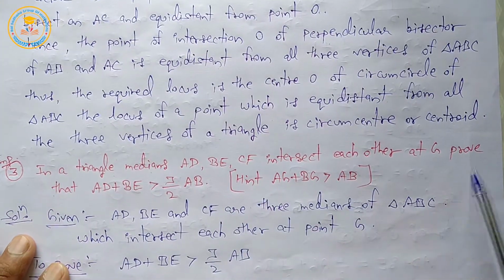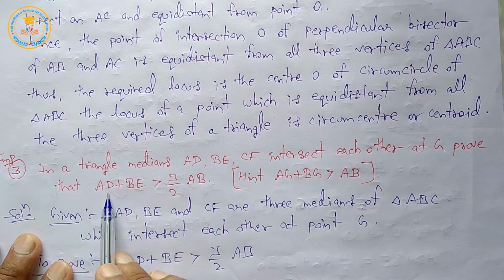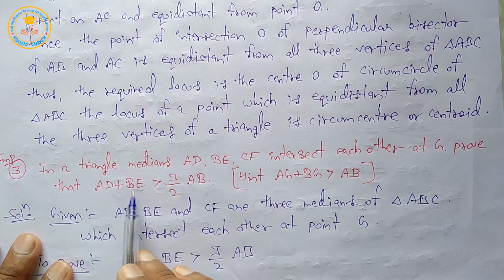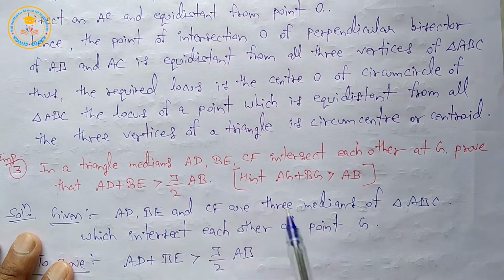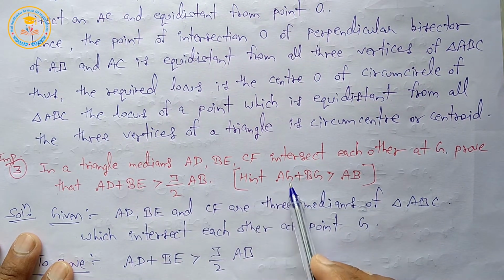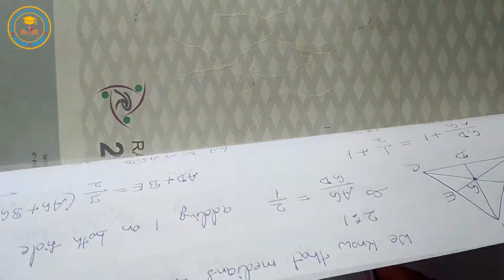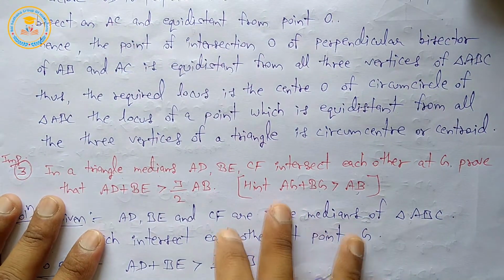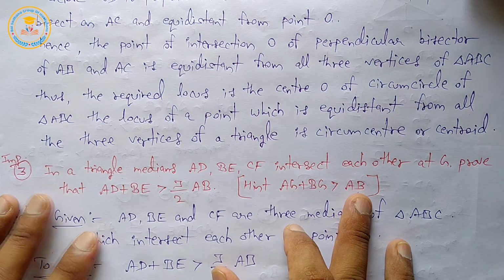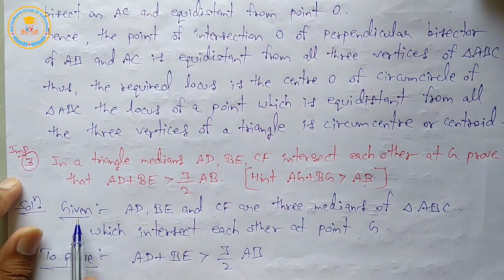First, according to this type of question, mention the given part, to prove, and proof. The given part is AD, BE and CF are three medians of triangle ABC which intersect each other at point G. Mention as it is. What will be proved? AD plus BE is greater than 3/2 AB. Mention as it is. Now the proof part.